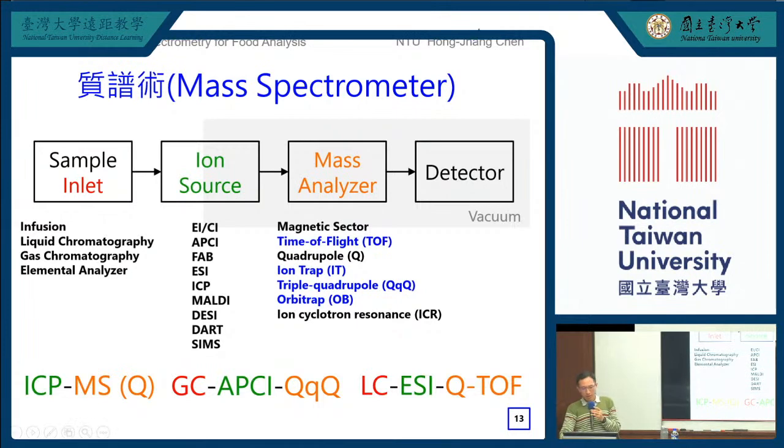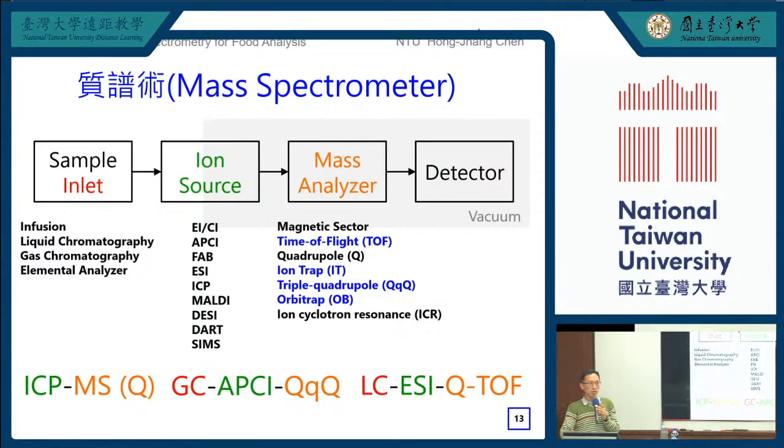So in fact, they are not just talking about MS. They are talking about GC, APCI, triple quad. That means your sample inlet is GC, the ionization way is APCI, and the mass analyzer is triple quadrupole. So it's not only an MS machine. For another MS there may be LC, ESI, Q12. That means your inlet is LC, ionization is ESI, and you use Q12 as the mass analyzer.